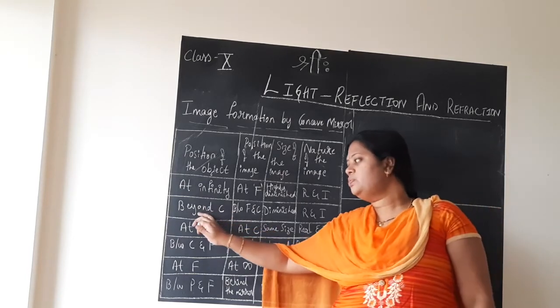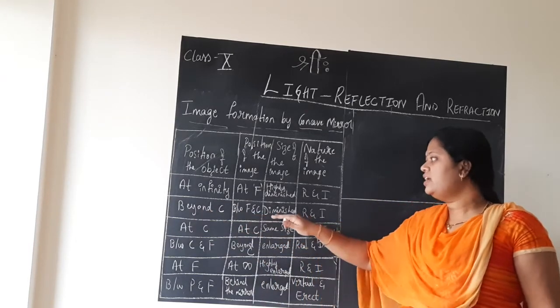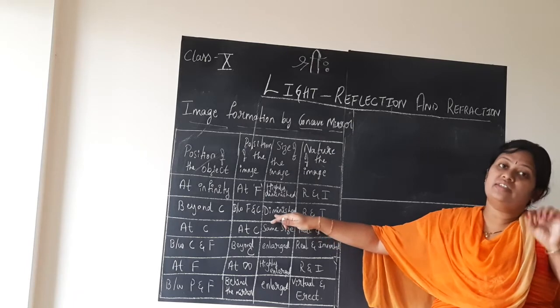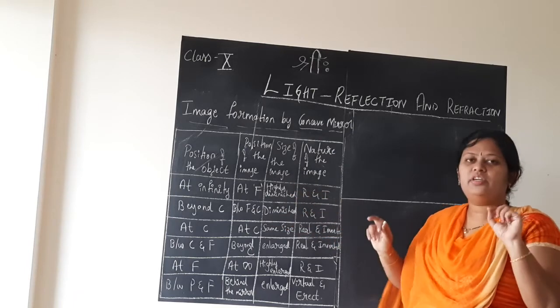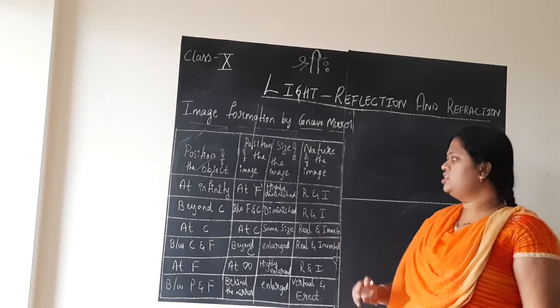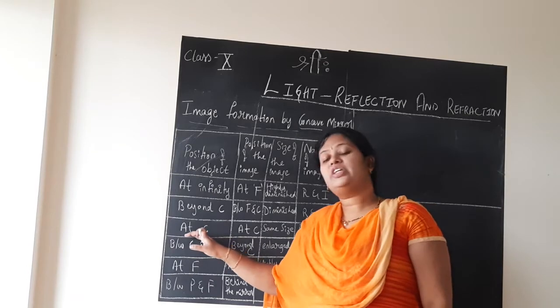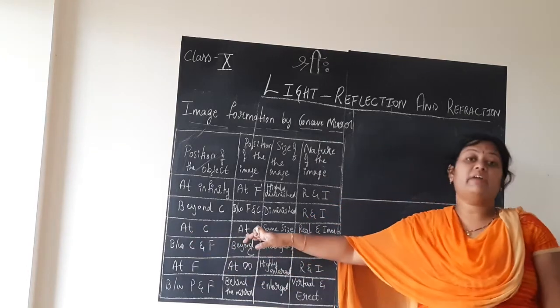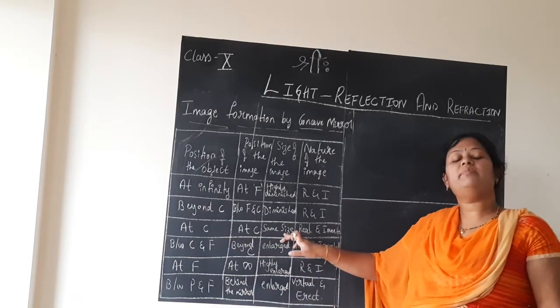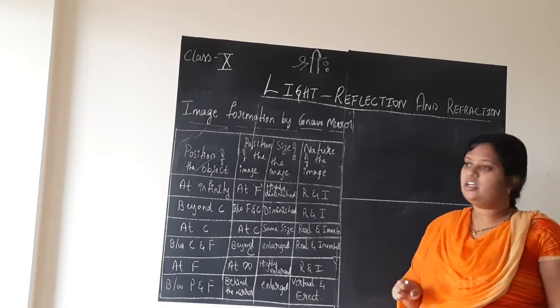So when the object is placed beyond C, the image is formed between F and C, and the size of the image is diminished. Again the image is real and inverted. When you place the object at C, the image is also formed at C. And look at the size of the image, it is the same size as that of the object. And again the real and inverted image is formed.